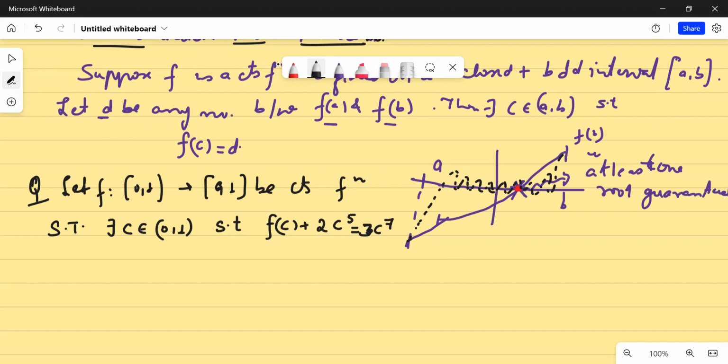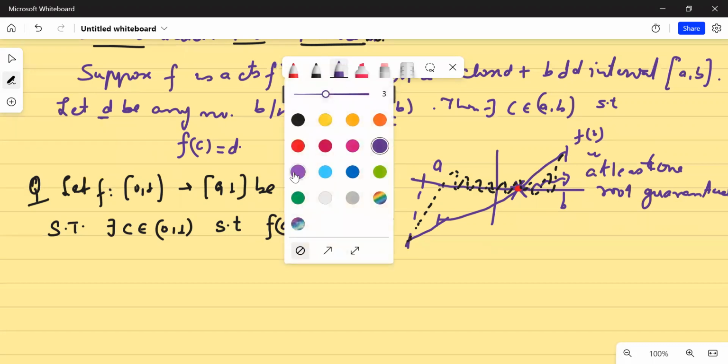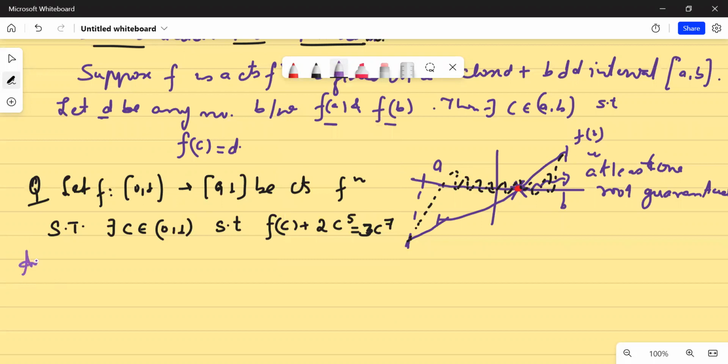How to show this particular thing? This is how you are going to show it. Always remember in such questions to consider a function itself as the aid. So I'll take a function g(x) which is equal to f(x) plus 2x to the power 5 minus 3x to the power 7. This is the function that I'm assuming.